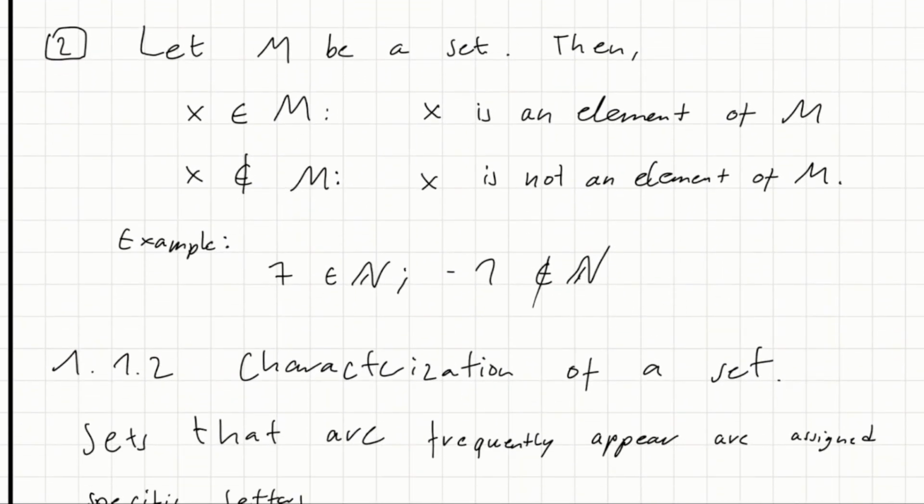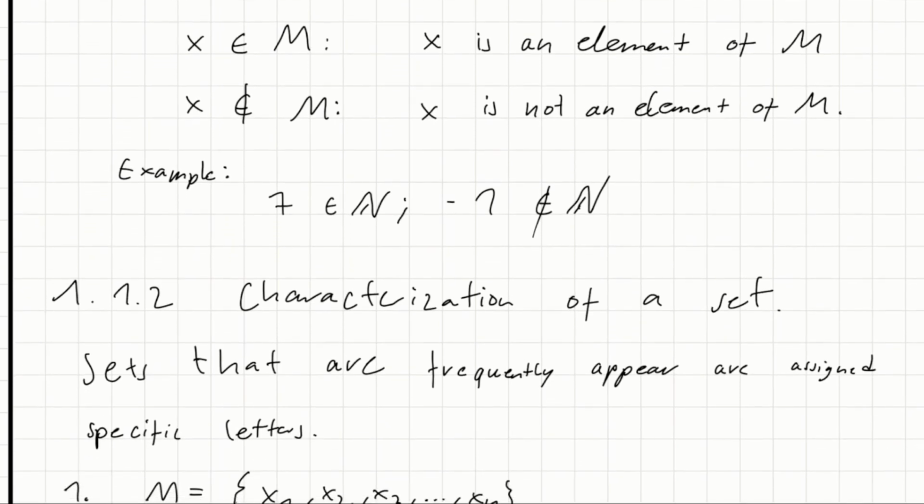Let M be a set, then x ∈ M means x is an element of M. This sign here is extremely important. Every time you see this, it just means "is an element of" something. If we have this sign with a vertical line through it, then it just means x is not an element of M, or is not an element of something.